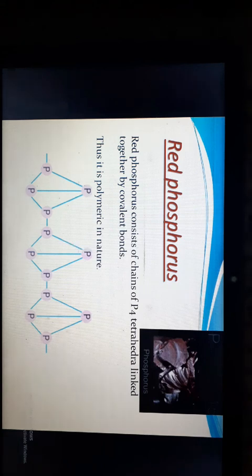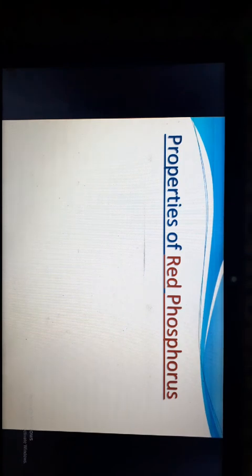Here you can see four phosphorus are again attached to another four phosphorus and another four phosphorus and so on. That means they are creating the chain. Therefore, we call it polymeric in nature. Poly means many. Many phosphorus atoms are attached, and what type of structure is it? Tetrahedral.